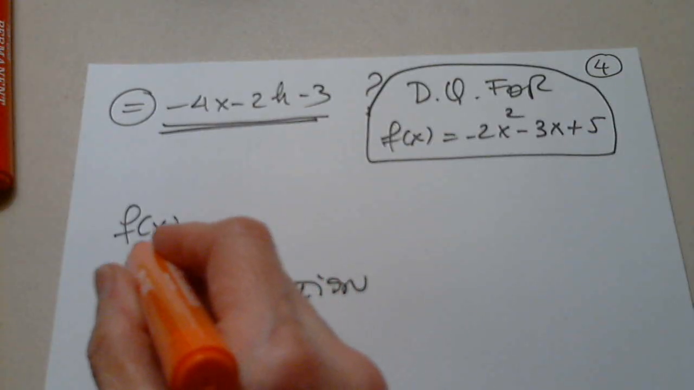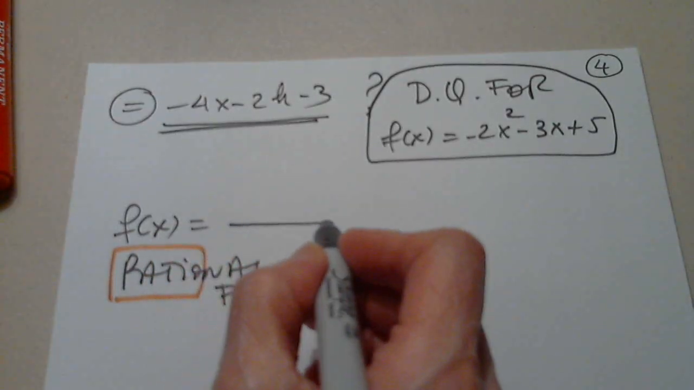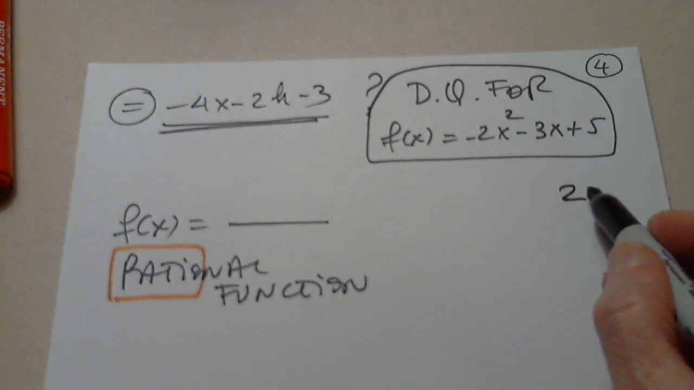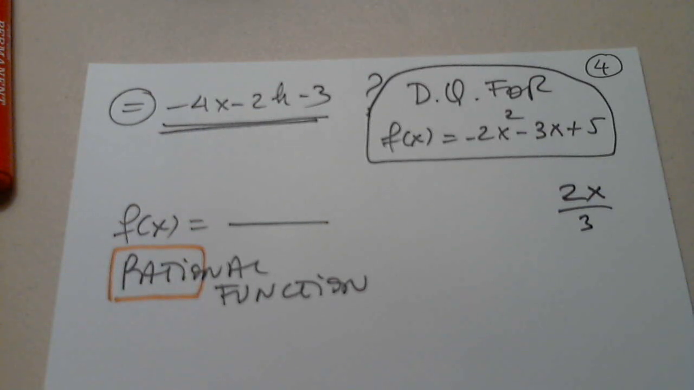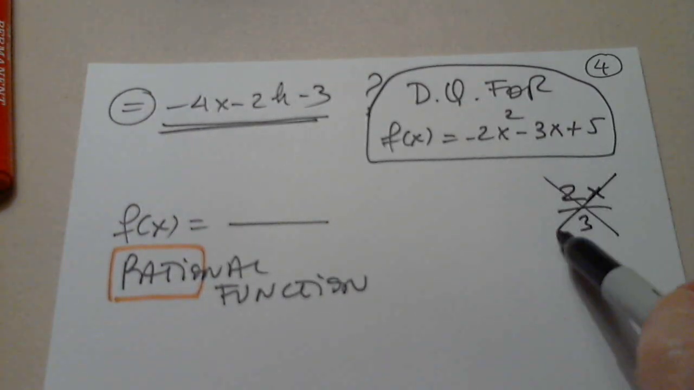Like 2x plus 3 or something. f of x is 2x plus 3. If it's called a rational function, it has to have a ratio. If it doesn't have a ratio, it's not a rational function. And it has to have x in the denominator. 2x over 3 is not a rational function. Why? It doesn't have x in the denominator. This is linear.